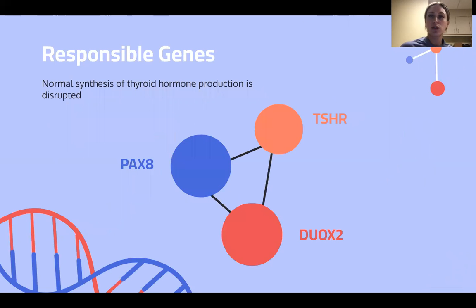Some of the genes responsible, there are many, but the main ones are PAX8, TSHR, which is the thyroid stimulating hormone receptor, and DUOX2. When these genes are affected, the normal synthesis of the thyroid hormones that are produced is disrupted. The genes involved in thyroid dysgenesis are mainly PAX8 and TSHR. They both play a role in controlling the growth and development of the thyroid gland. So when those are affected, so are all the levels in the body.